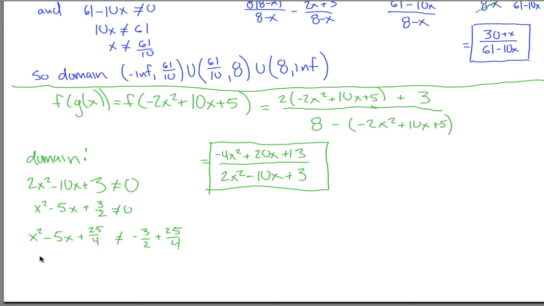This right here is a perfect square. This is x minus 5/2 squared. Try it. FOIL this out. You'll get this. Negative 3/2 plus 25/4. Okay. x minus 5/2 squared can't be equal to, see, this is the same as negative 6/4. Negative 6/4 plus 25/4 is positive 19/4.